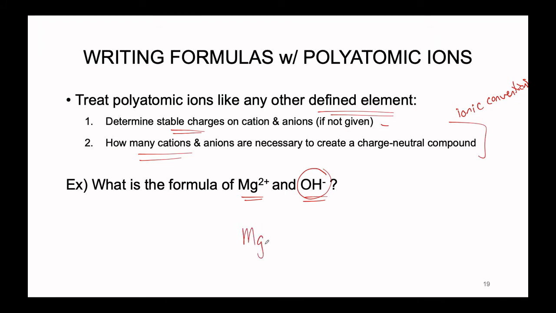Magnesium comes first. We can see that the magnesium with a 2+ charge is going to need 2 separate OH minuses to cancel out this positive 2 charge, right? Because if we only have one OH minus, this is going to leave a +1 left over. So we're going to need 2 of our hydroxides.